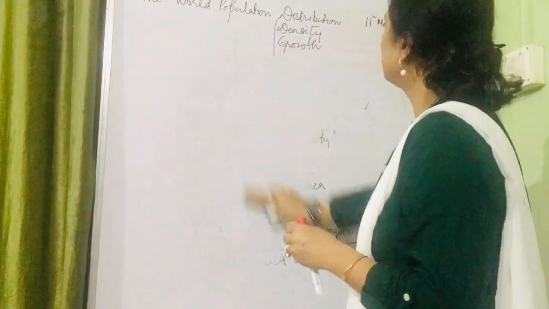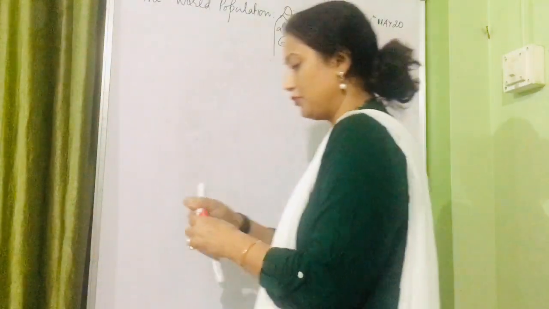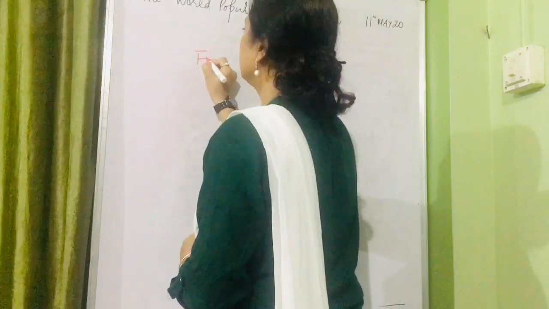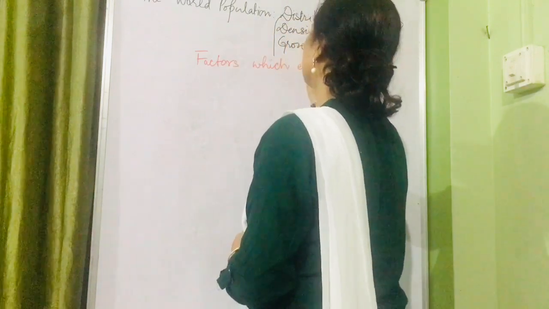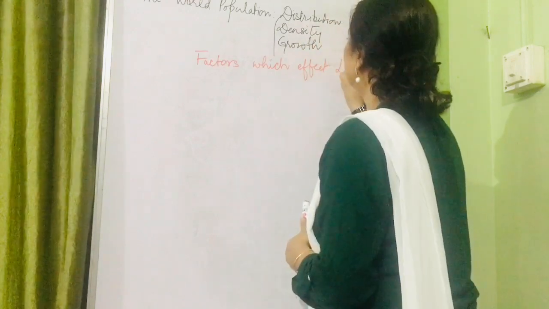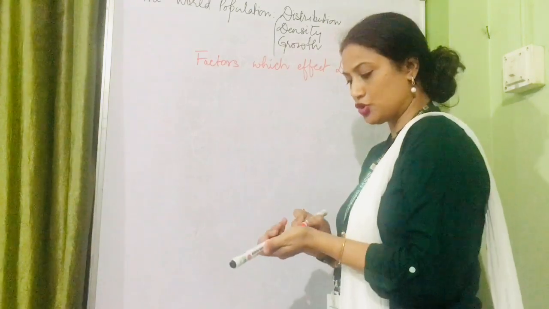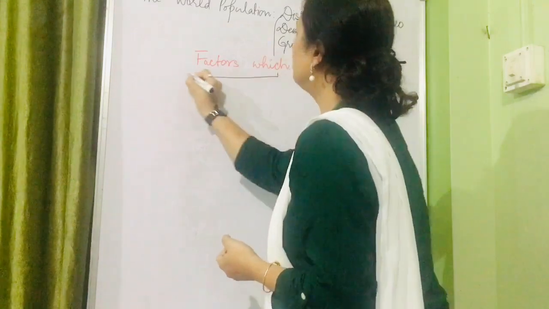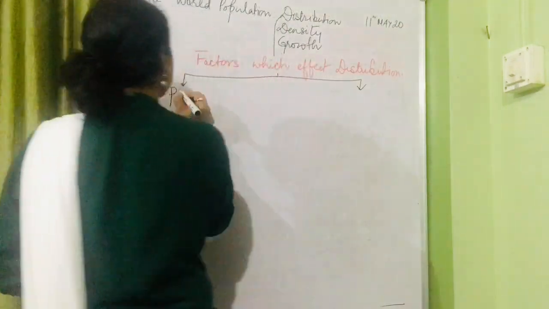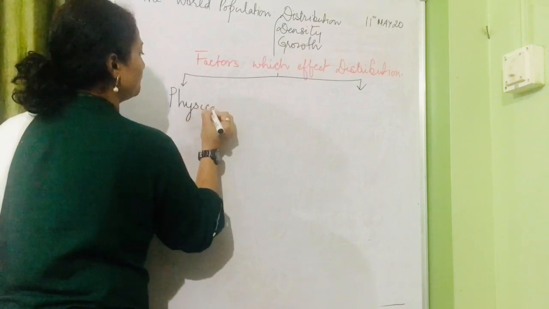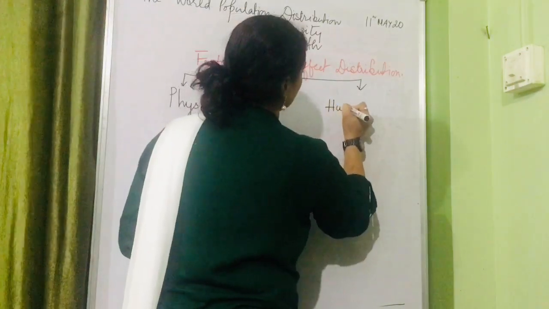Now we start about the topic distribution. If I talk about the distribution, we need to know the factors which affect distribution. If I talk about the distribution of population, the factors can be divided into two heads. One is physical factors and the other one is human factors.